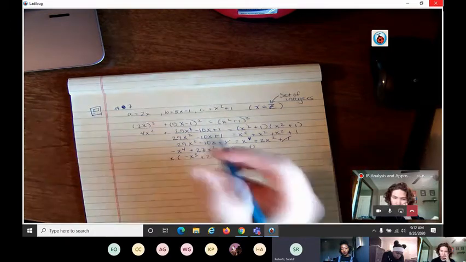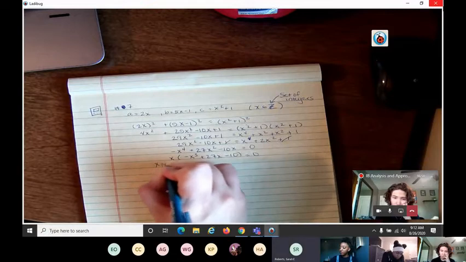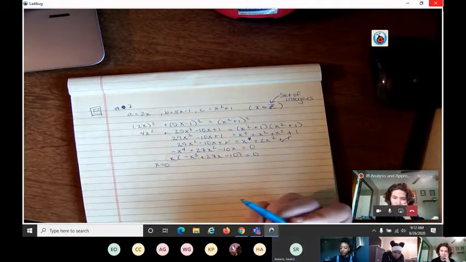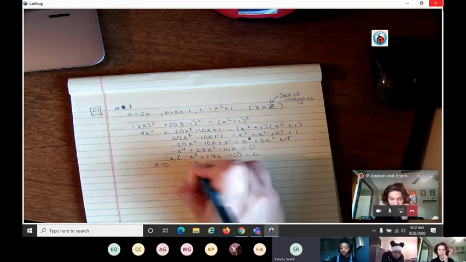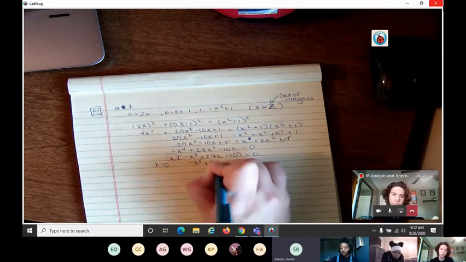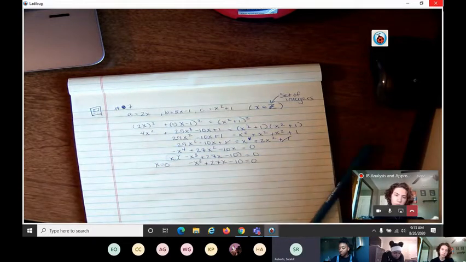So we know one of the solutions should be x equals 0 from this factor right here. And the other solutions will occur when negative x cubed plus 27x minus 10 is equal to 0. So we should solve that using a calculator. Oh man, and mine's not down here.